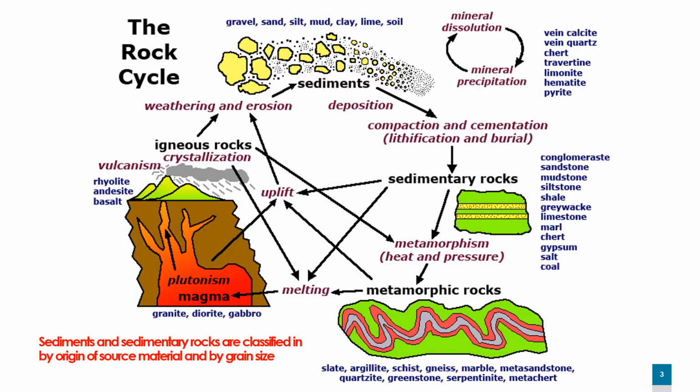Here in this image, again, it's just giving you an example of the formation of the rocks that generally can start as gravel, sand, silt, mud, clay, lime, and soil, and through mineral dissolution as well as mineral precipitation and deposition, those sediments turn into sedimentary rocks and go through metamorphism. Metamorphic rocks go into a melting process that turns into magma and volcanism that create igneous rocks through crystallization, and the process starts over again.